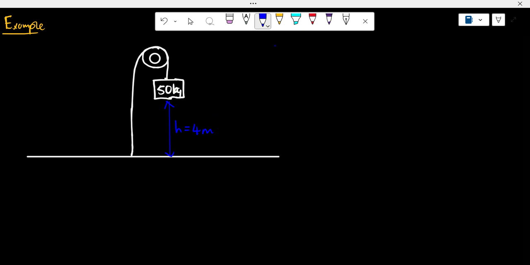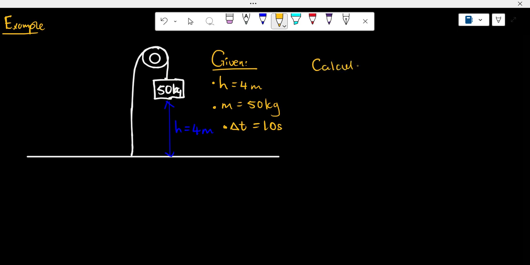Okay, and we are also given the following information. Let's start with what they want. Okay, let me just start with what's given. So they give me the height, which is 4 meters, right? And they give me the mass of the object, which is 50 kilograms. And then they did give me the change in time. They say to me that the change in time for this object is 10 seconds. Now they then say to me, calculate the power.